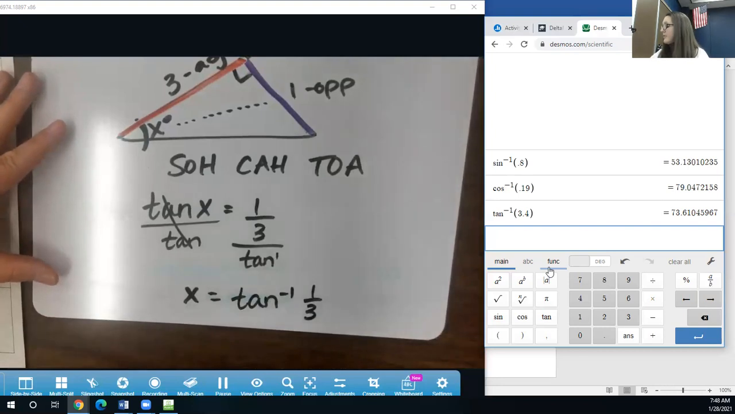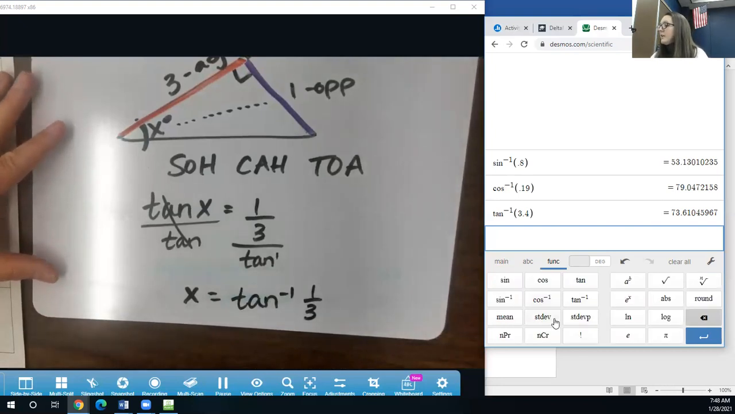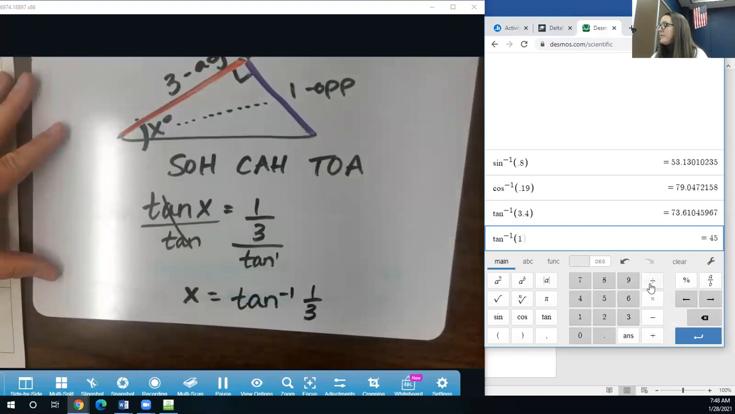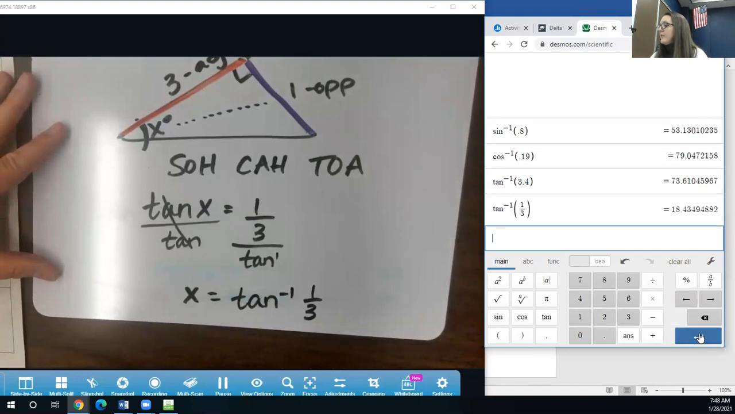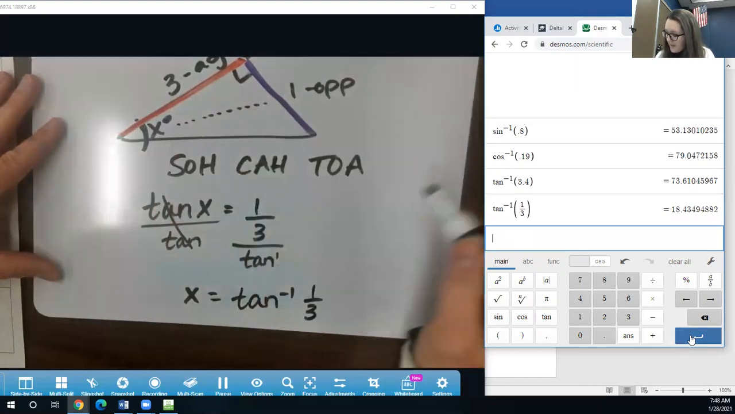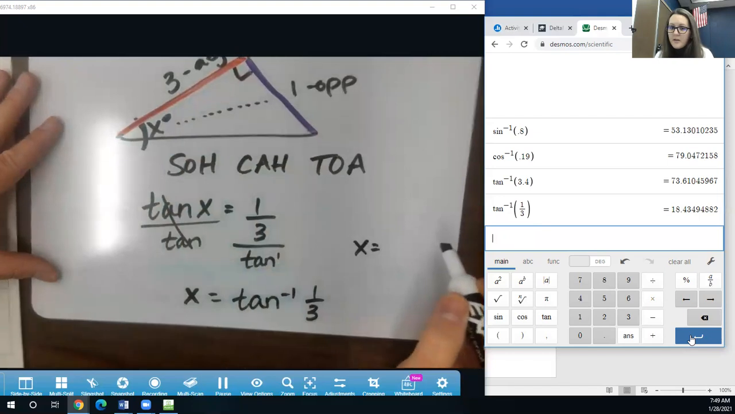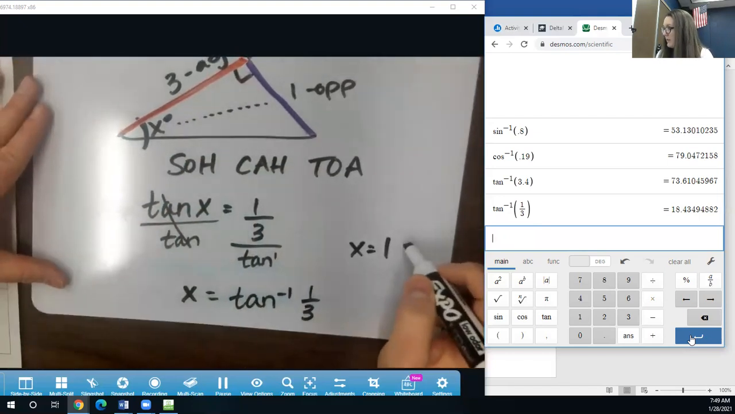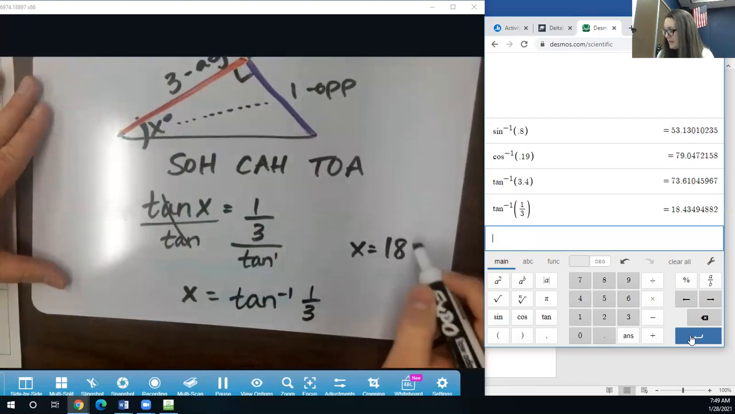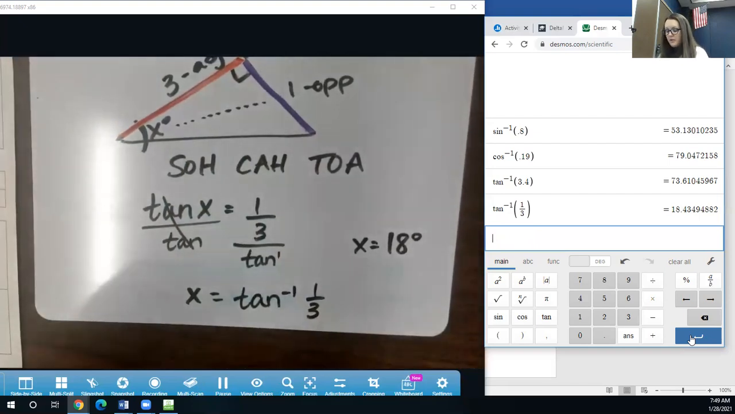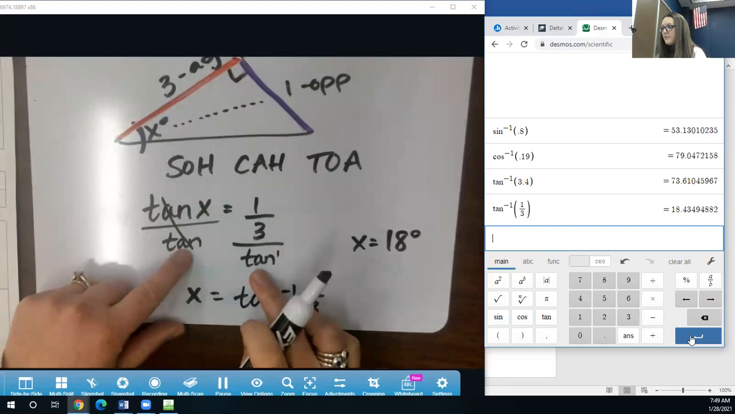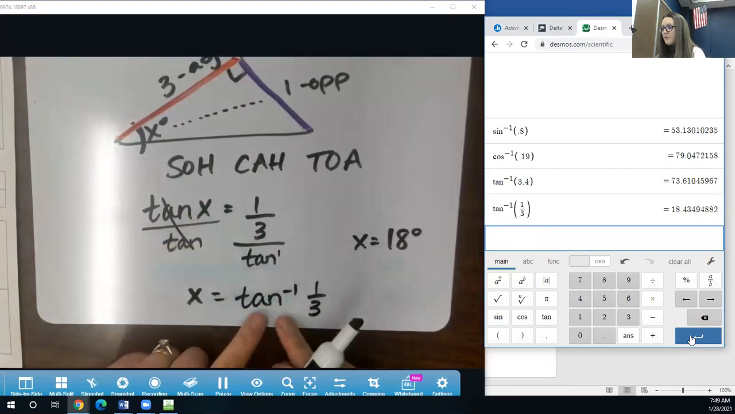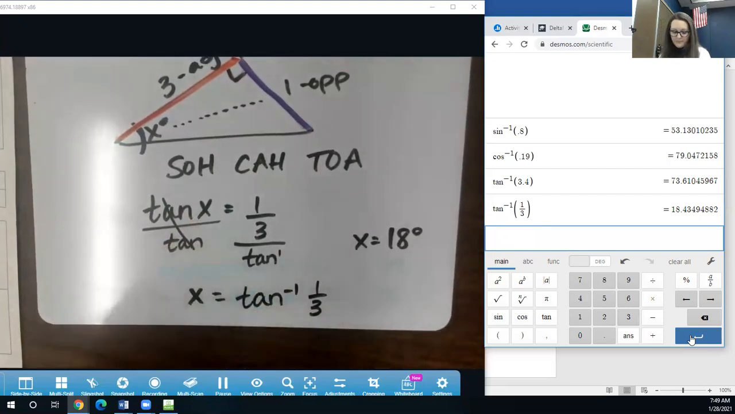Okay, so let's plug that in our calculator and see what we get. So we get inverse tangent of 1 divided by 3, which is 18.4. So my x value equals, and it says to the nearest degree, so that 4 is smaller than 5, so I'm going to keep it at 18 degrees. You don't have to show your work like this. If you know that you're looking for the angle, you can just write this, okay?